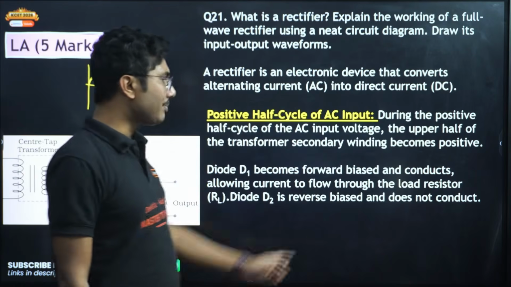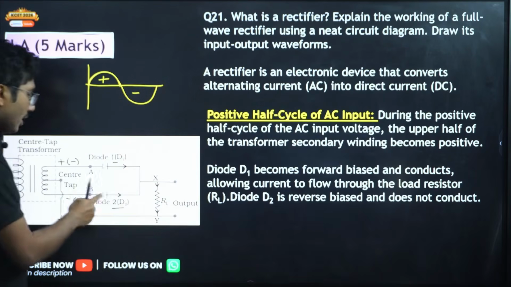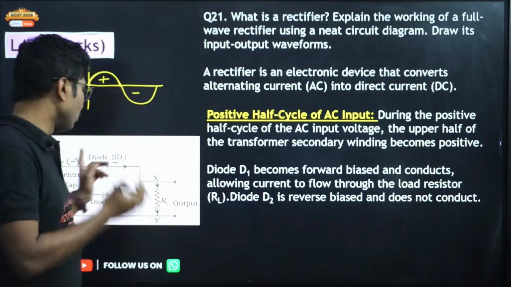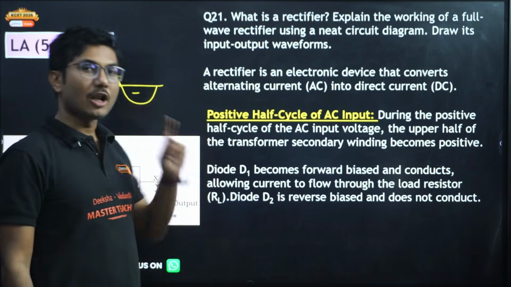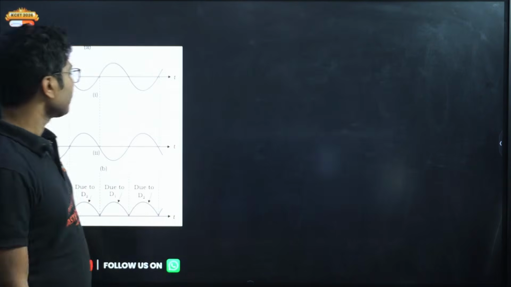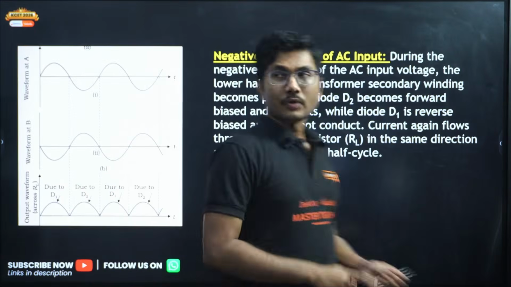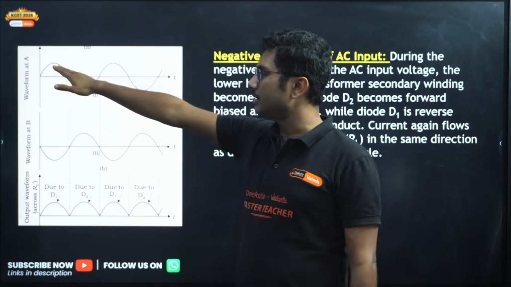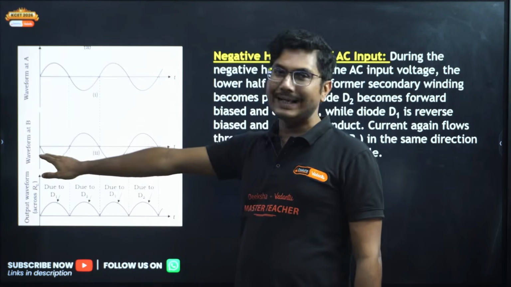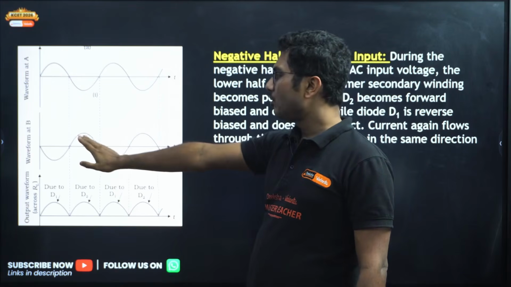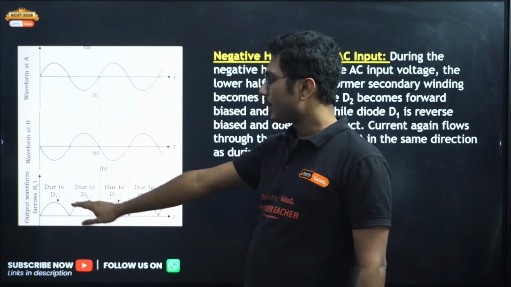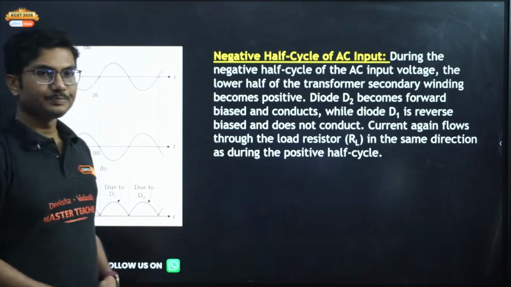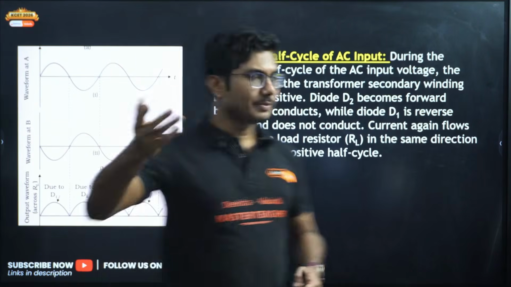Diode D2 is reverse biased and does not conduct because the P side of the diode is negative. So negative voltage means the diode is not conducting. So we are only getting a current through diode D1, and that is also along only one direction. Now if you draw the input output waveform, you will see that this is the waveform for A, this is the waveform for B. So when this is the positive cycle for A, for B it will be the negative cycle. When it is the negative cycle for A, it will be positive for B. Okay, so D1 conducts during the first cycle, D2 conducts for the second cycle. Clear? Any doubts? You can ask me later on.